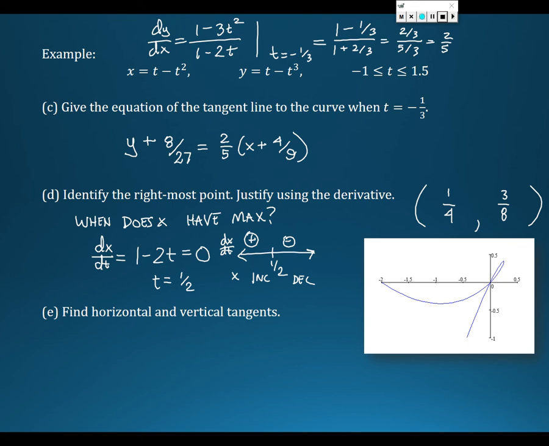Find the horizontal and vertical tangents. Let's see if you learned something from before. Laura, you want to take this one? Just get us started. Yeah, go ahead. Is that on yours, right? Yeah, find horizontal and vertical tangents. How do you do that?